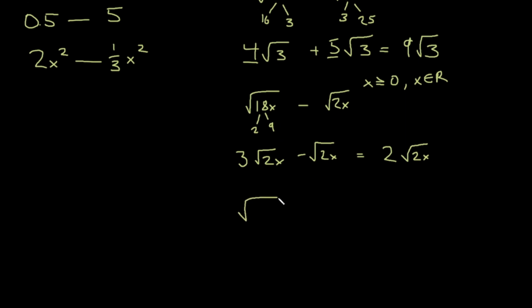Now let's look at one more example. Say we have root 4x to the 5 minus root x to the 3. Now, once again, let's define our variables. You can see that in both cases, x has an exponent that is odd, which means that if x were negative, the value inside would also be negative, and that can't be true right now. So let's define x as being greater than or equal to 0. x belongs to real.